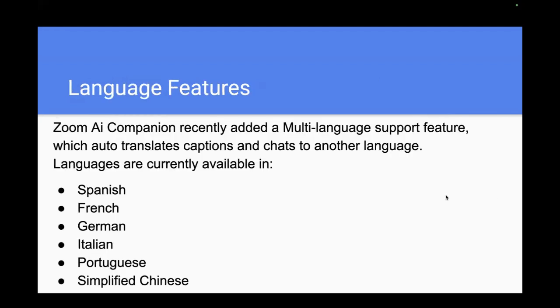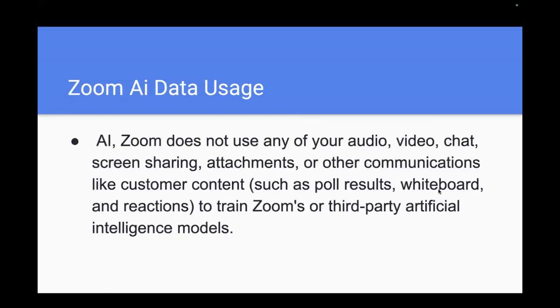Now, some of its language features, this is particularly useful as well. Zoom AI Companion recently added a multi-language support feature. So it auto translates chats to another language. Currently available are Spanish, French, German, Italian, Portuguese, and simplified Chinese. And of course, English.